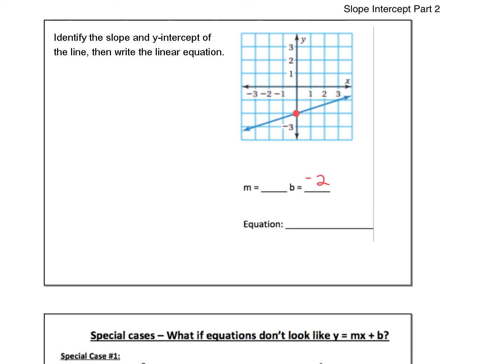Now we need to find another point. There's another point. There's also another point over here, right? So you could use either of these points to find your slope. I'm going to just go from my b and make my right angle to connect those 2 points. So I rose 1 and I ran 3. Rise over run.